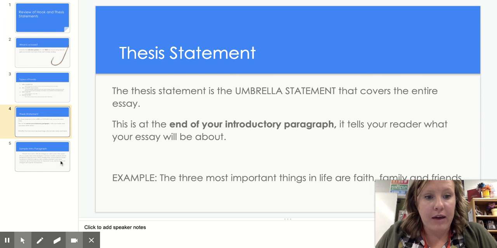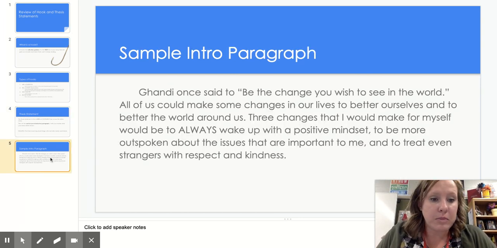So then what I have here, the last thing, is a sample introductory paragraph. This is always your first paragraph. You never have text evidence in your introductory paragraph. Your introductory paragraph is just the way to introduce your writing. So here I have a hook, I have my background information, and then I have my thesis statement.